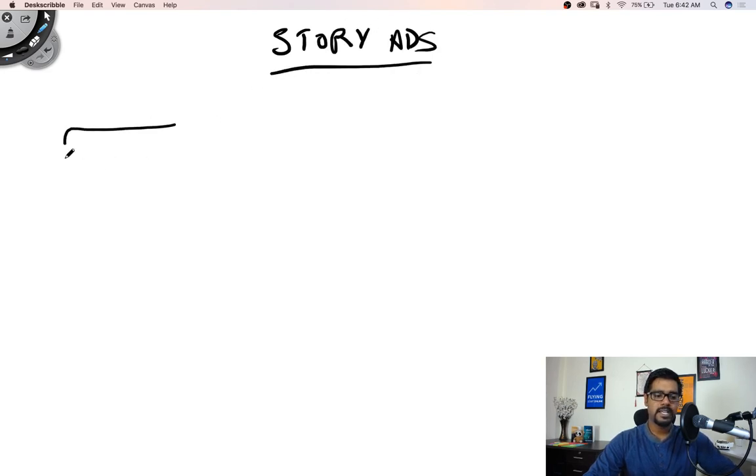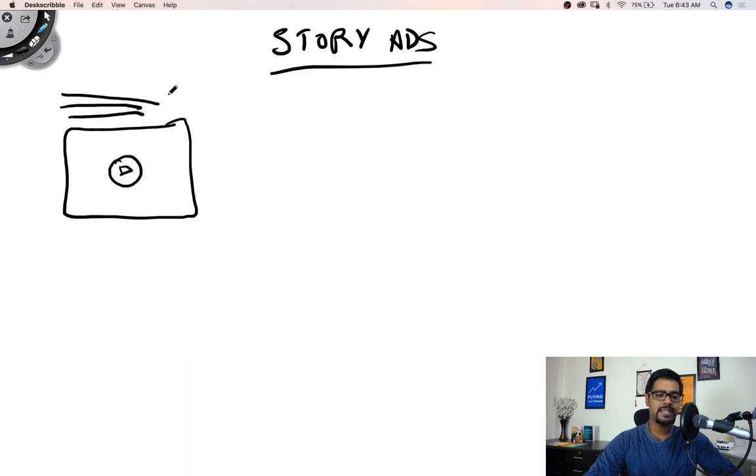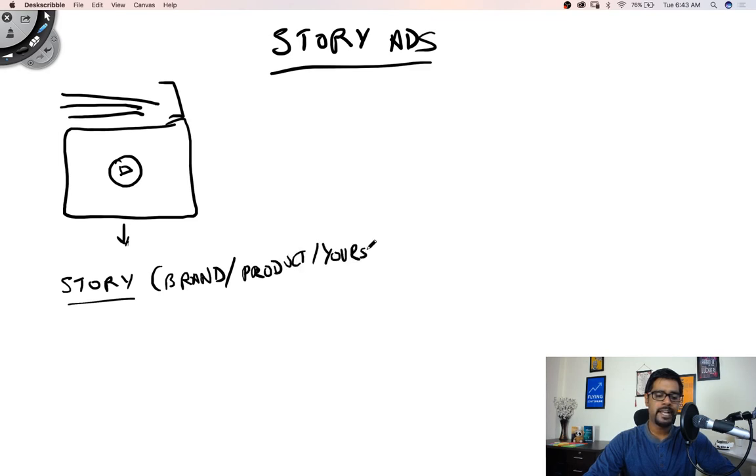Now, first off, what is a story ad? Now, I'm just talking about Facebook, but this can be done on YouTube as well. So you have a video and above the video, you have some text, all right? And the main concept about the story ad is that you're basically telling your story, all right? The story of your brand, of your product, or of yourself. People connect with stories and you don't really need to be a master storyteller in order to create great story ads, but it definitely helps and you can always practice on improving your storytelling.